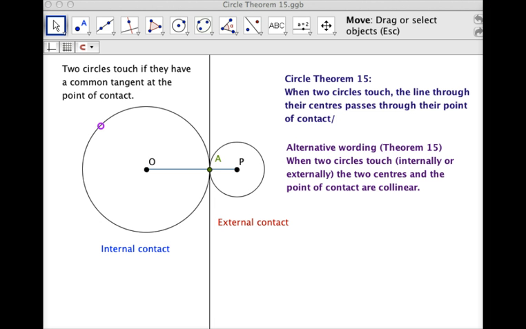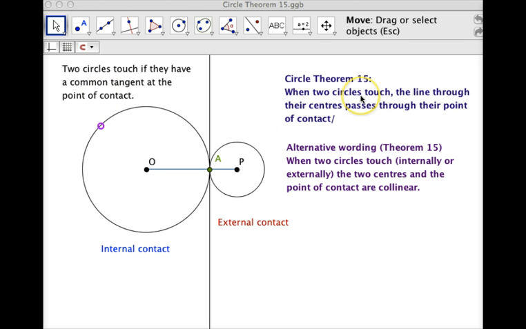This is circle theorem 15. You may as well write it. Now, girls, that bit in black up the top is not the theorem. So two circles touch if they have a common tangent at the point of contact. That's not the theorem. That's just a bit of information. So, see those two circles here? That big circle and that little one, if they touch, that tangent will be a tangent to both the circles. Does that make sense? So two circles touch if they have a common tangent at the point of contact.